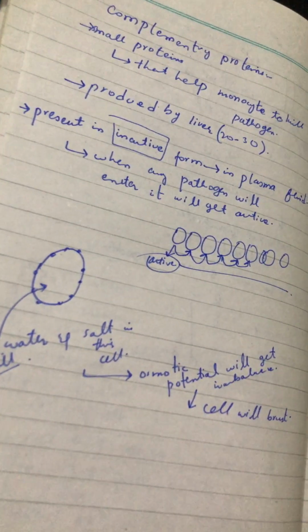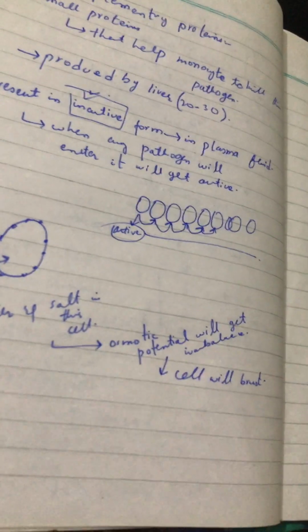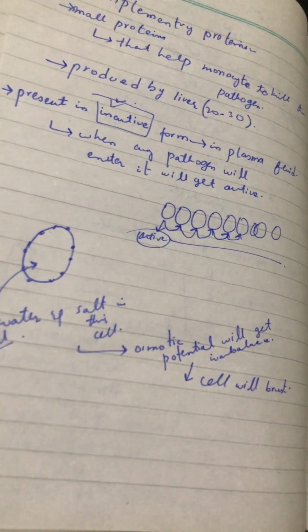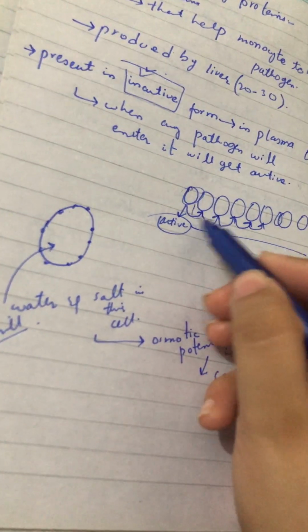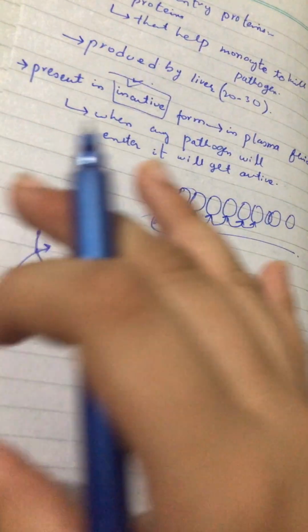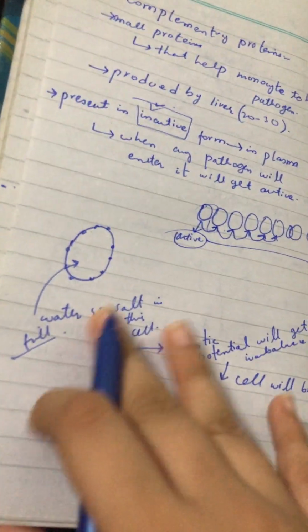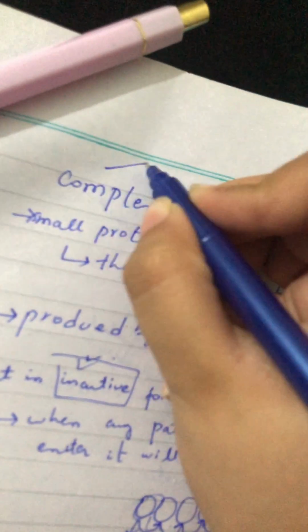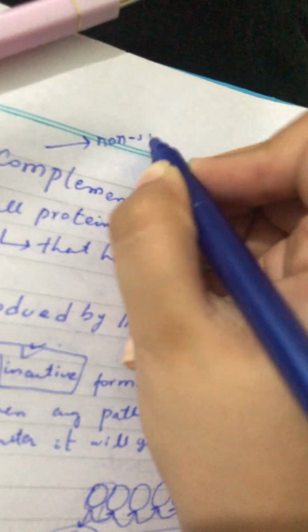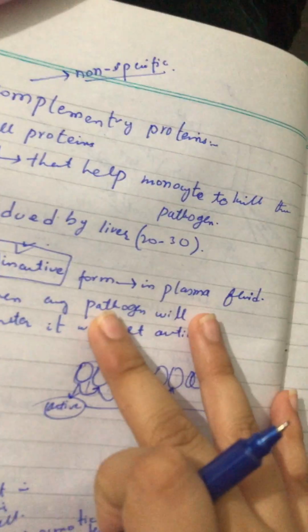First it will be in the inactive form in the plasma fluid. When any pathogen enters, it will get active. If one gets active, it will activate the whole chain. So this was the function of the complementary protein. I told you the complementary protein is non-specific. So that was all about complementary protein.